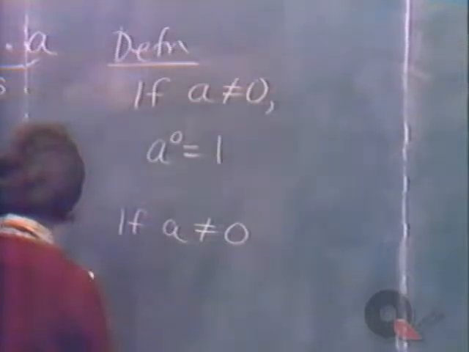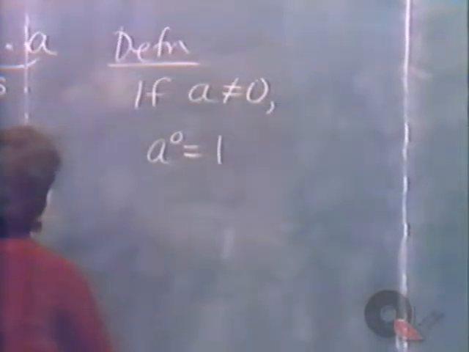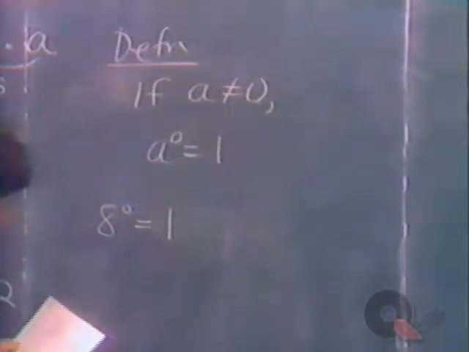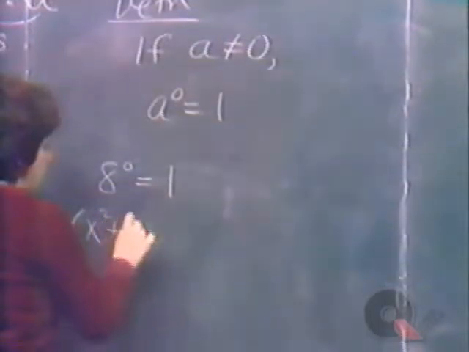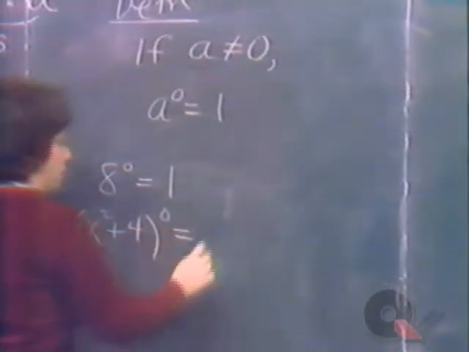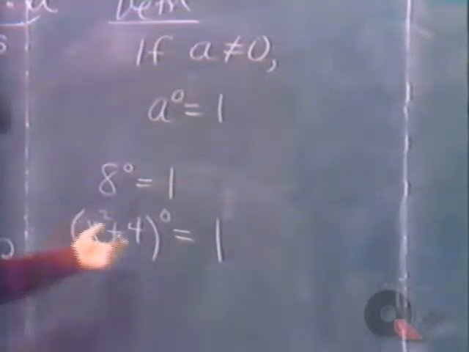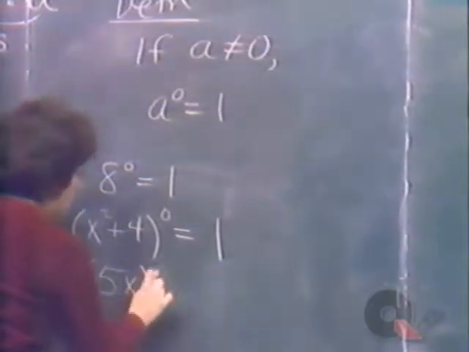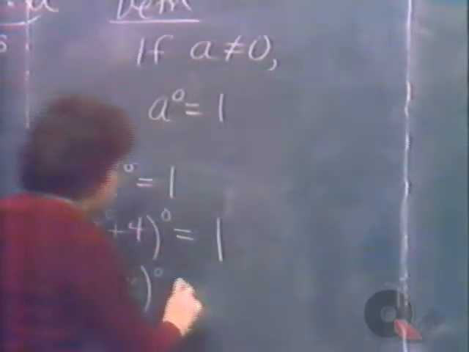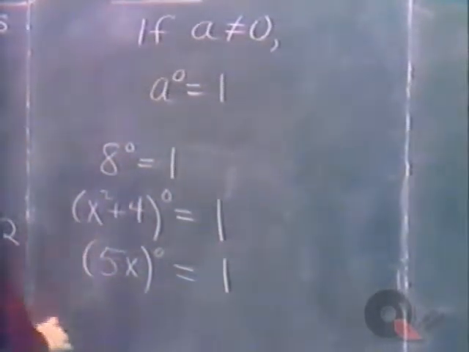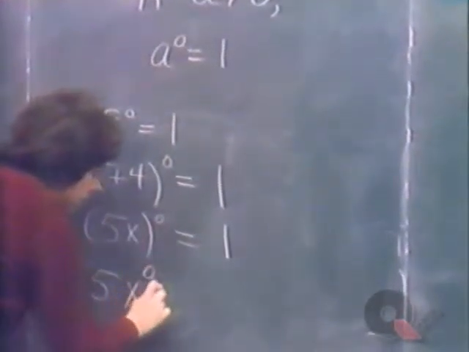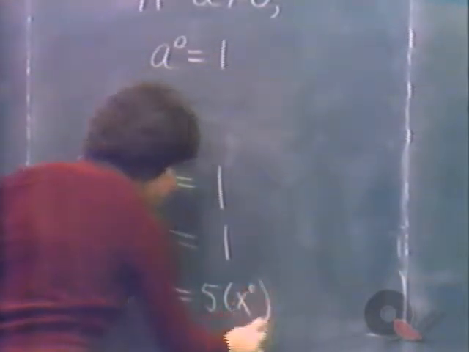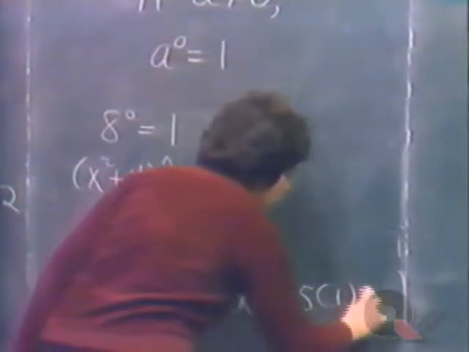Let me give you some examples of this rule first, and I'll give you the next definition. 8 to the 0 power, that's 1. X squared plus 4 to the 0 power is 1. Any non-zero quantity to the 0 power is 1. 5x to the 0 power, assuming x is not 0, that's 1. But 5x to the 0, this means 5 times x to the 0, 5 times 1, or 5.